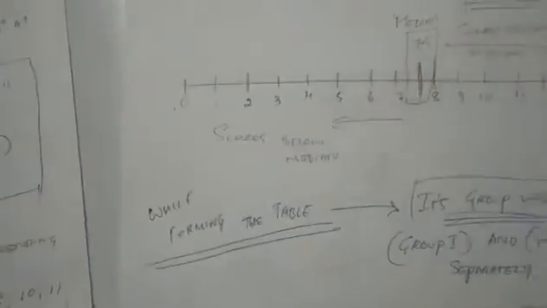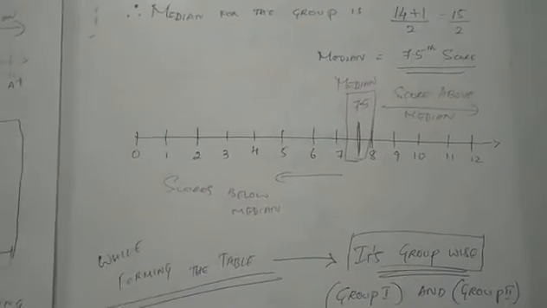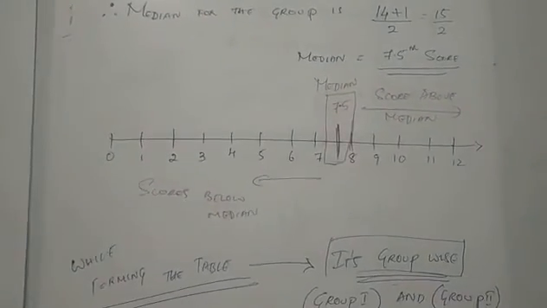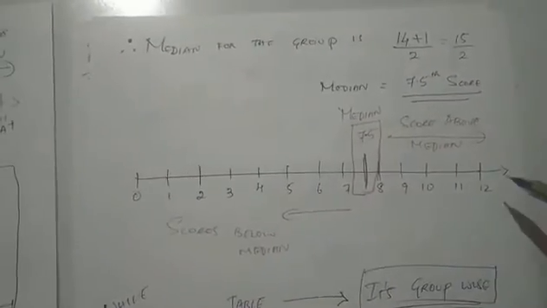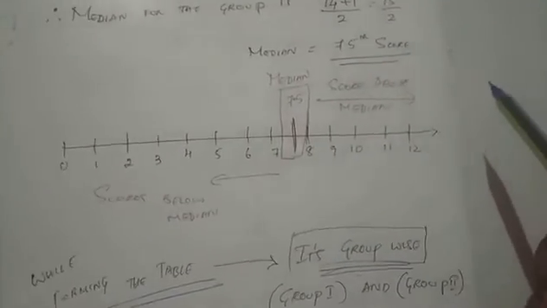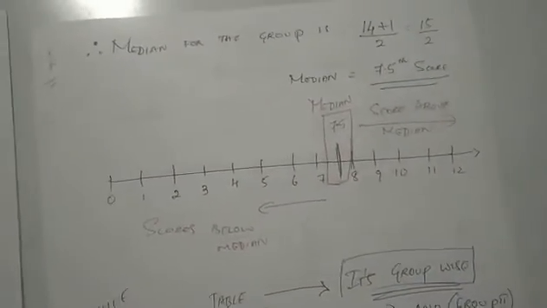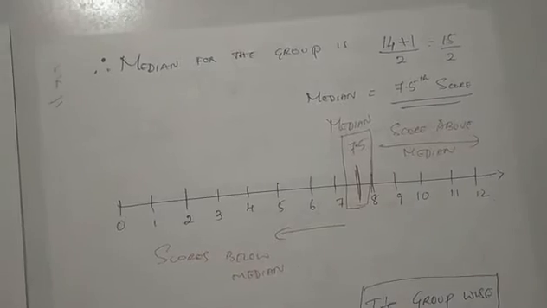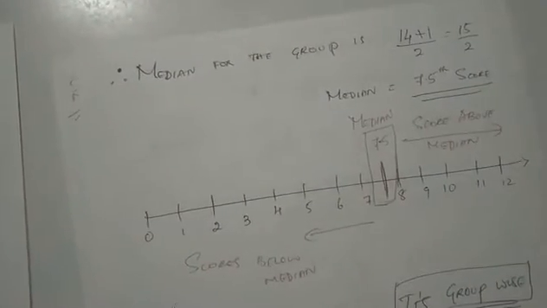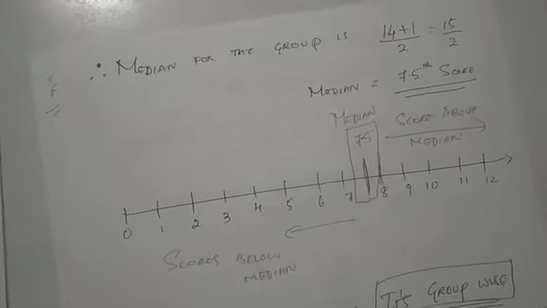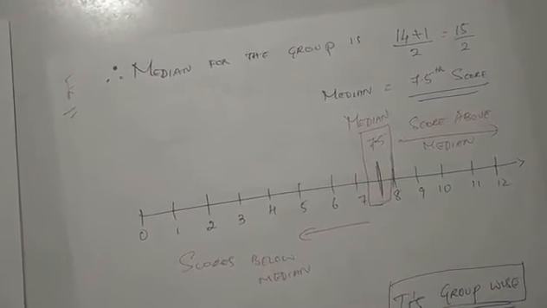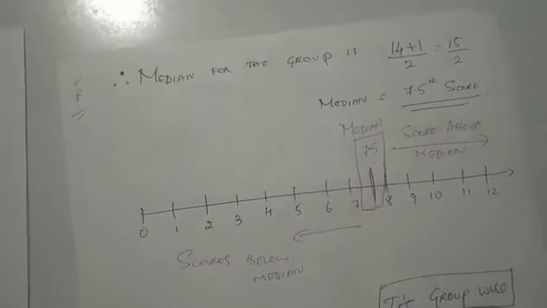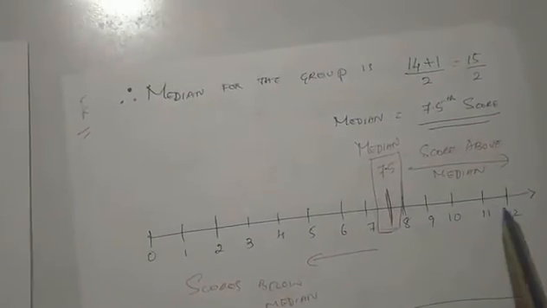So now let us understand the numbers on the number line. We have 14 scores. 0 to 12 we have mentioned here, but our scores are from 3 to 11. That is a combination of scores from group 1 and group 2. They are from score number 3 to score number 11, not in a continuous series, but we have 3, 4, 5, 6, 7, 8, 10 and 11. So this is a number line for that.